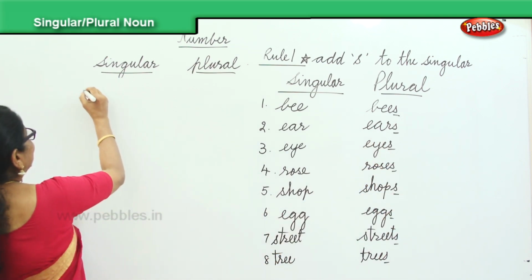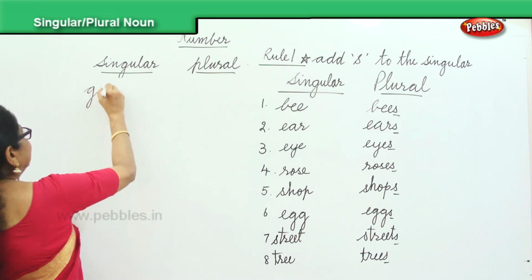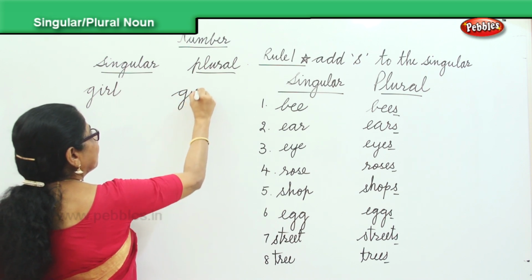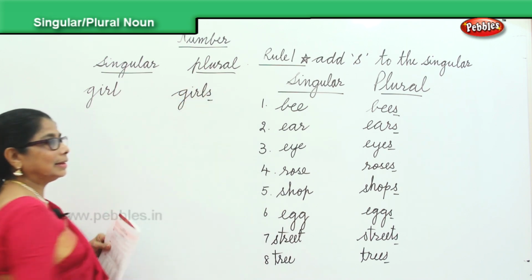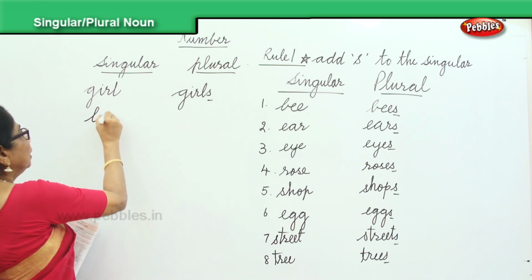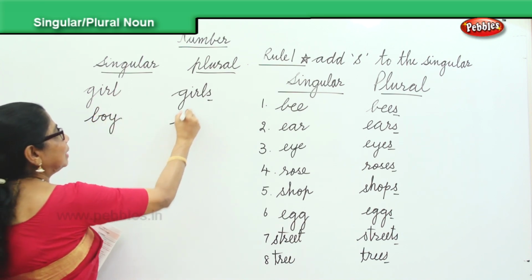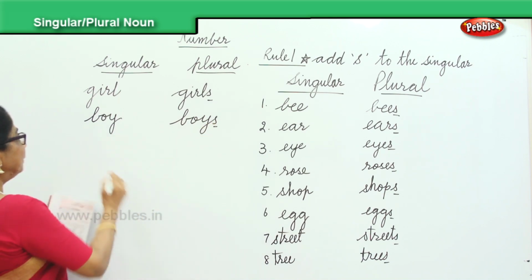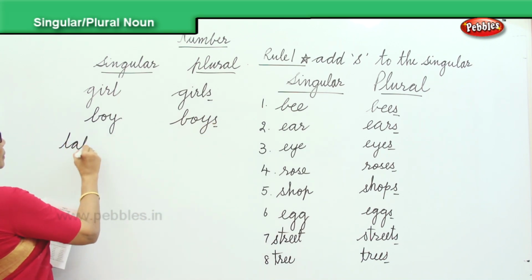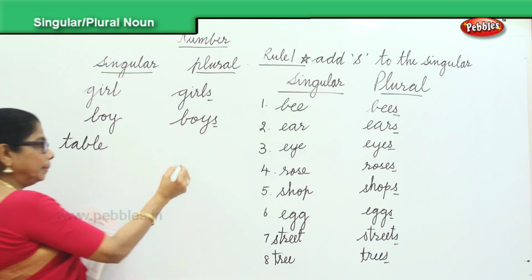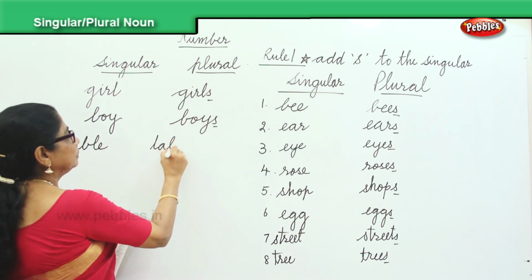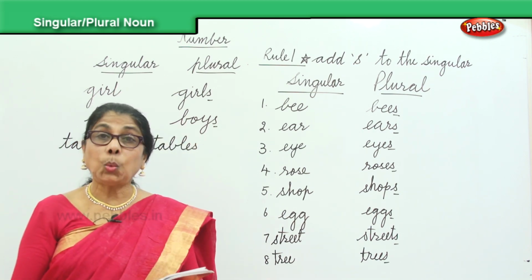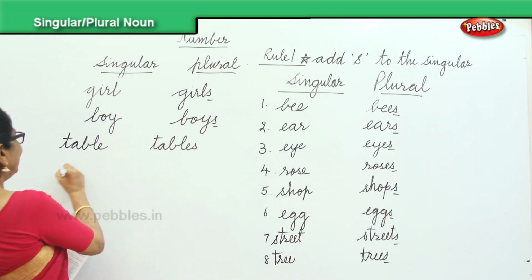Now, as I told you, girl. Girl, girls. You added s. Boy, very good. Boy, boys. Then, table. Table, tables, very good. Window.